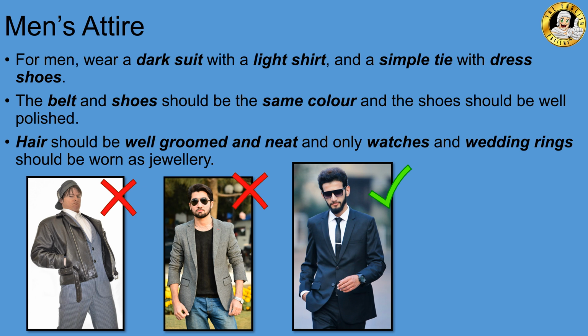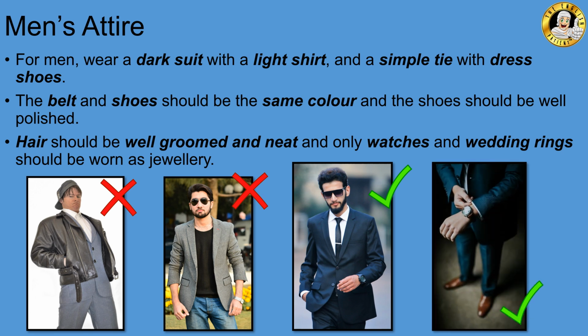Now, this would be pretty good as long as he took off the sunglasses for the interview. He looks well groomed. He's got a nice watch on there, nothing more in terms of jewelry. The tie is simple. We've got a dark suit and a white shirt. Everything seems to match. It looks very professional. And here you can see this is also very professional. We can see some nice dress shoes there. Also, you can see they're very well polished. I presume the belt is going to be the same color as those shoes too.